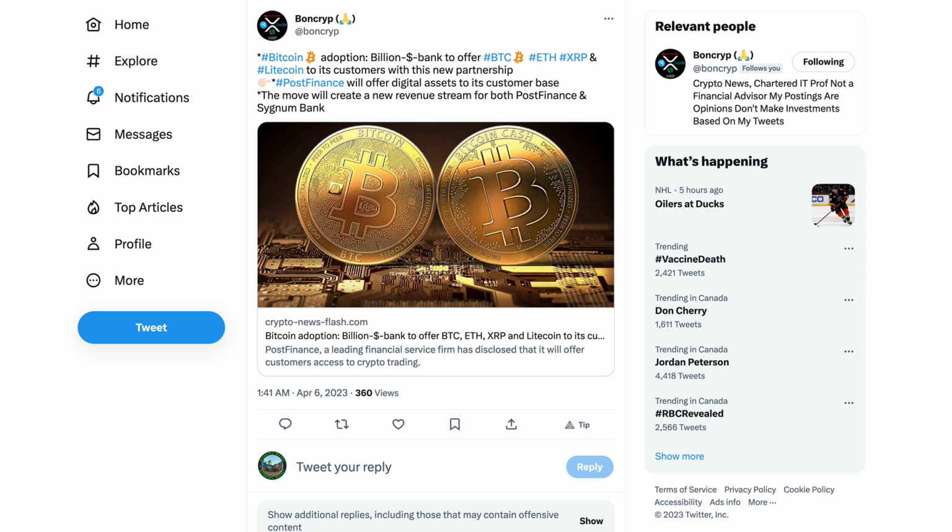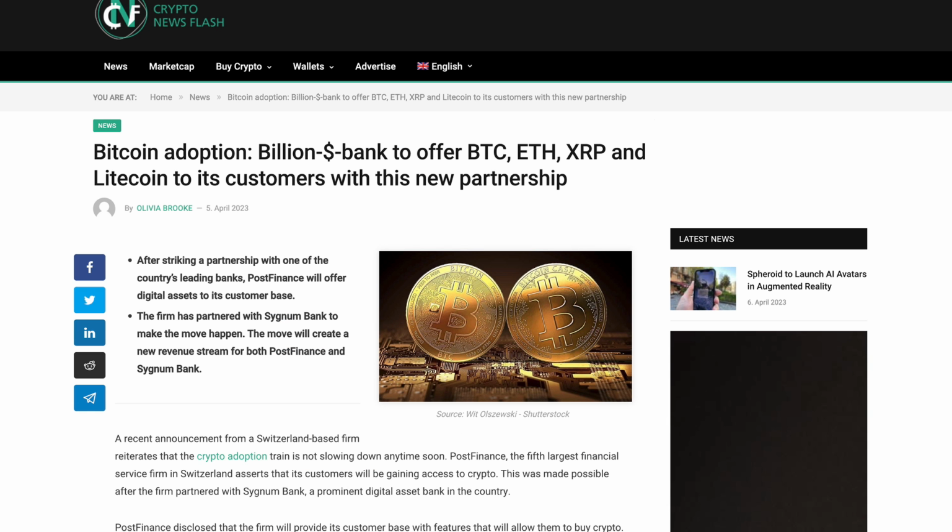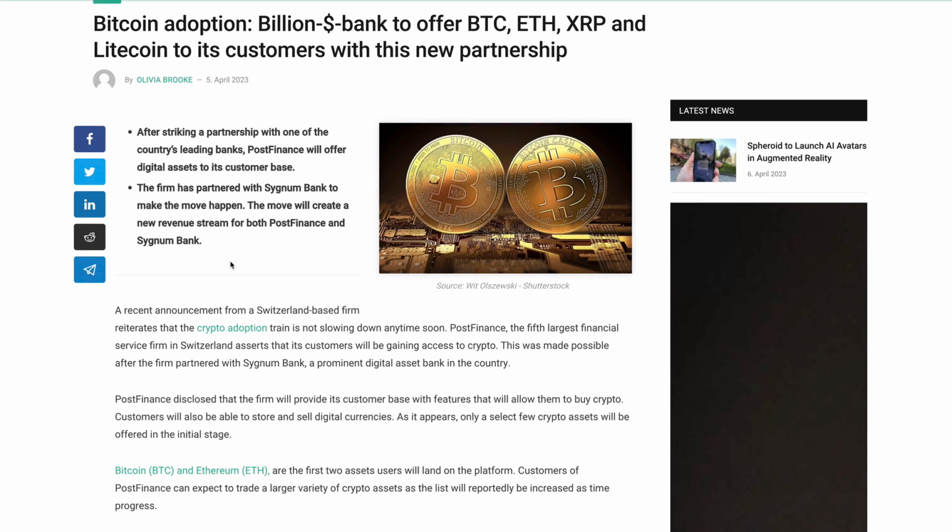So wanted to thank Cryptic Poet. Wanted to keep moving, guys. BondCrypt XRP pointing this out. Okay, this is coming from Post Finance Bank. This billion-dollar bank to offer BTC, ETH, XRP, and Litecoin to its customers with this new partnership.